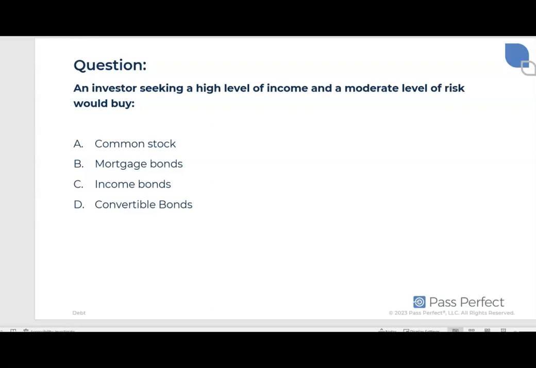How about mortgage bonds? Now, a mortgage bond is a corporate bond, and corporate bonds have a higher yield than government bonds. And the risk level is more moderate because, as a mortgage bond, it's secured by real estate. So there's some collateral to back up the bond in case of default. So that might be a good one.